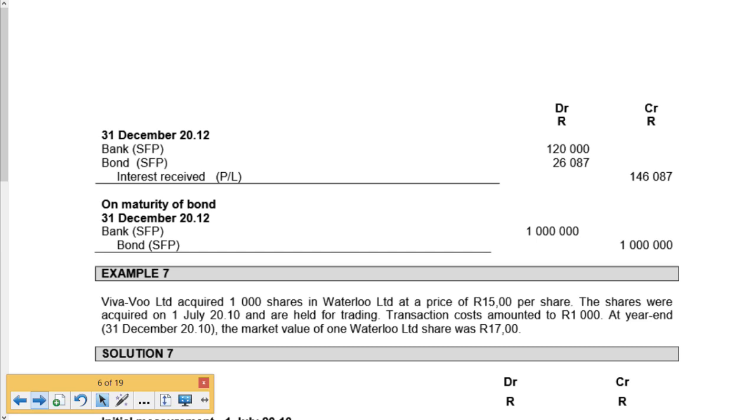When I was looking through the past exam papers, I didn't see any where, well, there must be some, but in the one book that I was looking through, I didn't see any where they actually asked for an investment in a bond or an investment in a debenture. But there are lots when they ask about when you issue a debenture or issue a bond. So we'll look at that.